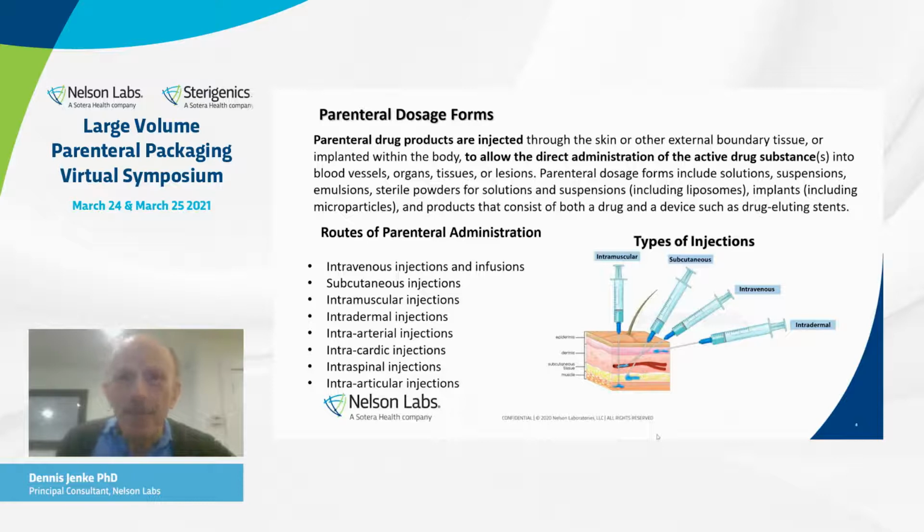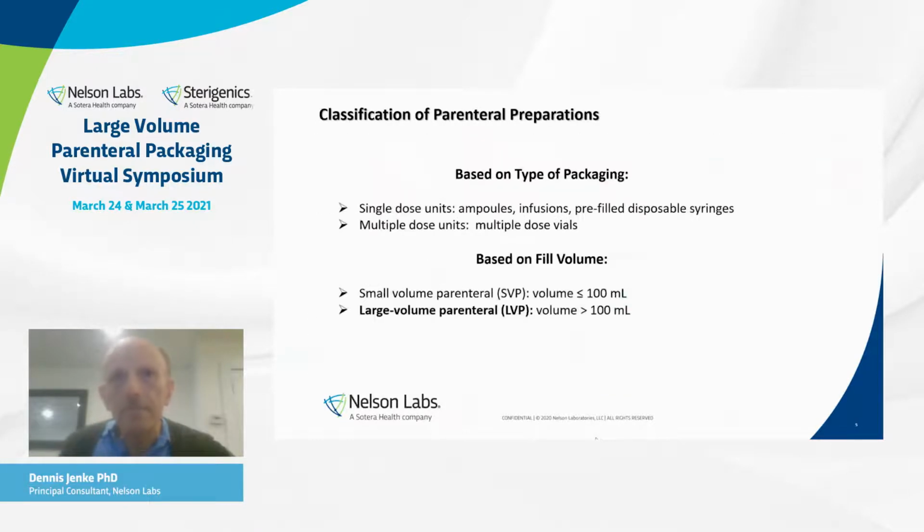So, for example, an intramuscular parenteral dosage form is one that's targeted to be injected in the muscle. An intravenous parenteral dosage form is one that's targeted to be injected into the vein. We're primarily going to be speaking about intravenous parenteral dosage forms.